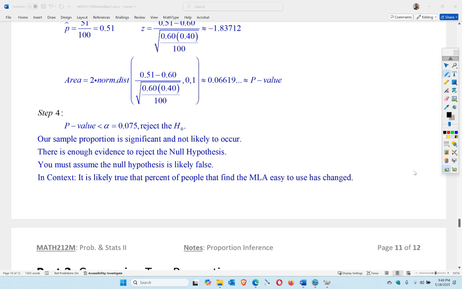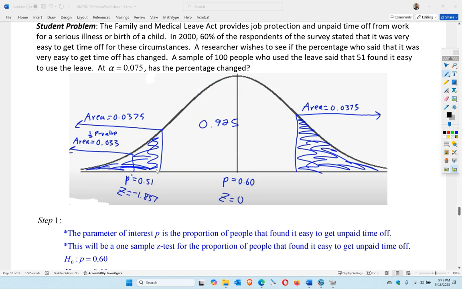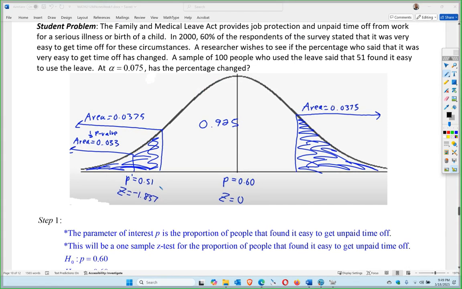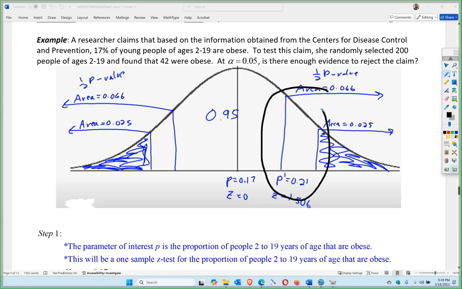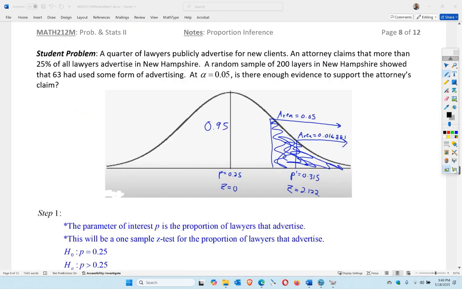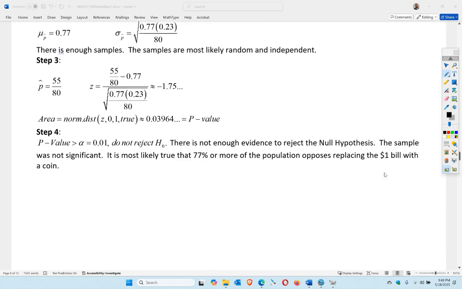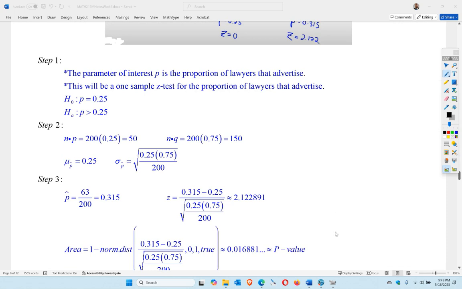So basically, at the end of the day, you have to pay attention to whether it's a one-tailed test or a two-tailed test. If it's a two-tailed test, you have to double the area, and you don't need to do 1 minus if it's a negative z-value. If it's a positive z-value, you still need to do 1 minus. If it's a right-tailed test, you must do a 1 minus to the area. If it's a left-tailed test, you don't need to do that, basically. Okay, so that's the basics of hypothesis testing.